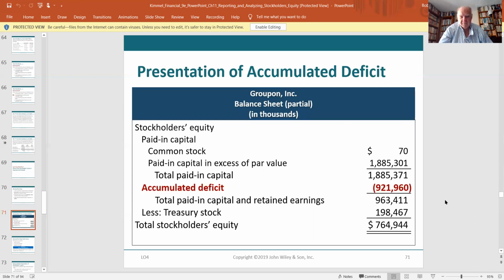Presentation of accumulated deficit. Here, they're showing you the paid in capital, and the deficit is minus 921. So that really hurts. That means this company can't pay any dividends, and it means that they have lost money over the history of the company, assuming no dividends were handed out, okay? Assuming no dividends went out. So let's see what we got here.